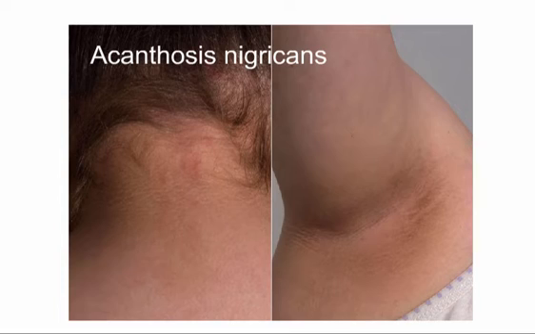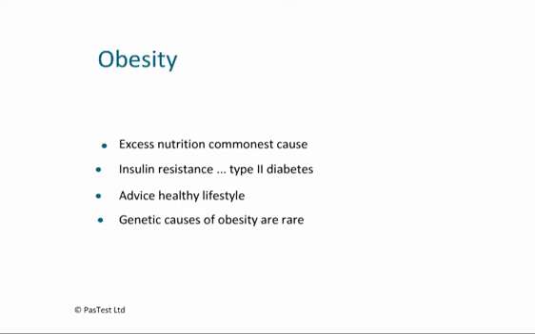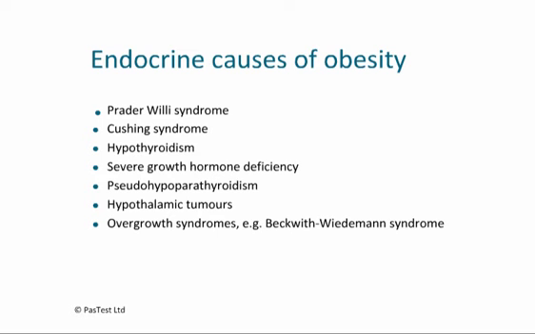Obesity is increasingly common, and the commonest cause of obesity is nutritional. With excess weight gain comes insulin resistance, which may lead to type 2 diabetes. The cornerstones of treatment for obesity are healthy lifestyles. Although there is genetic predisposition to obesity, monogenic causes of obesity are rare. There are several endocrine causes of obesity, as in the list.